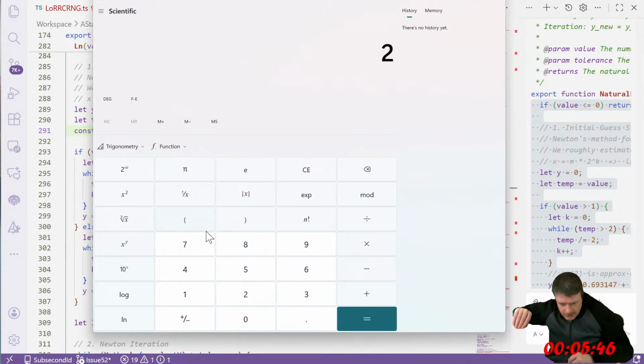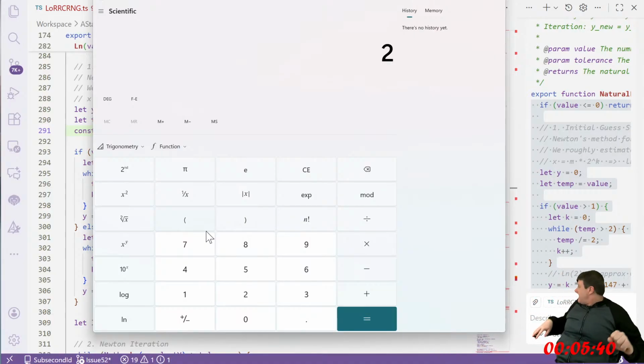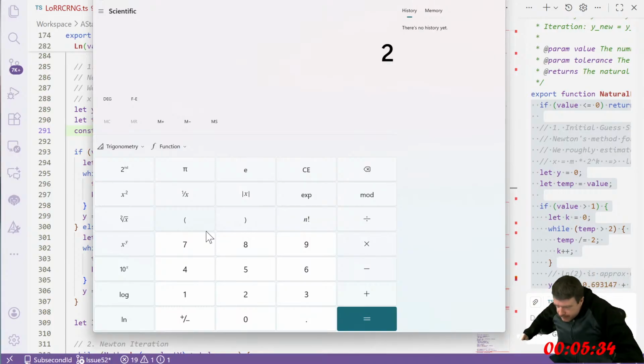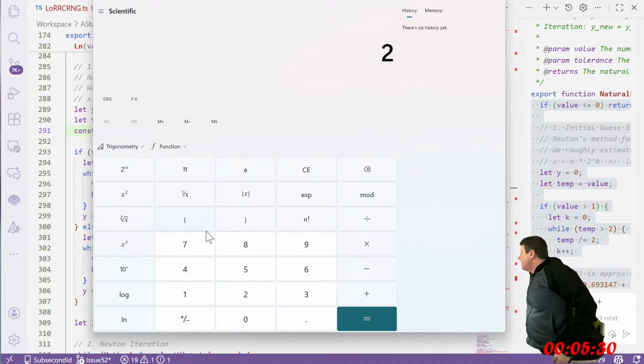I hate that calculator. Where'd my calculator go? Oh, I hate it when my calculator's not where it's supposed to be. It's always really shitty. You gotta get an extra one.